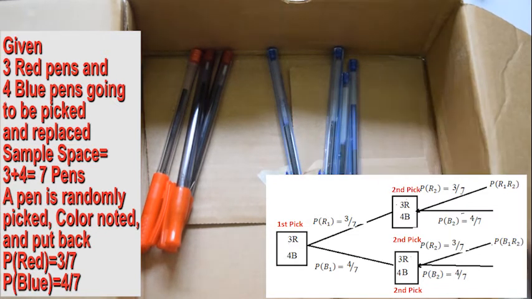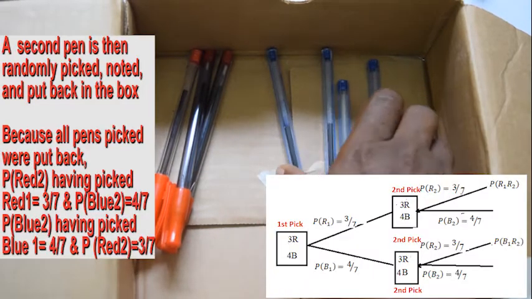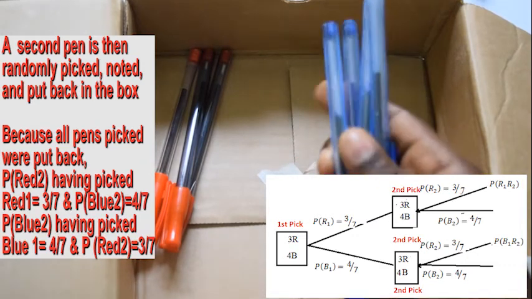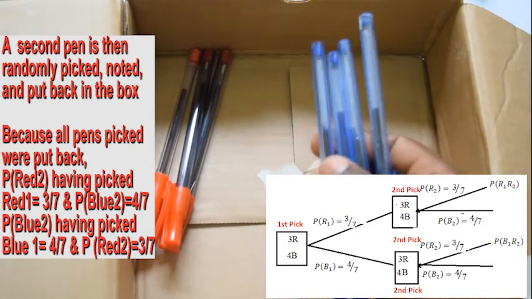Note that the pen was pressed back in the box, implying that in the second picking, the sample space will remain the same. A second pen is then picked and its color is noted.